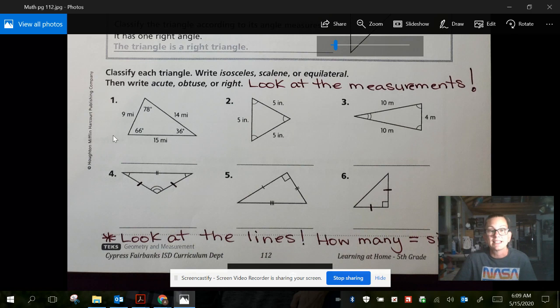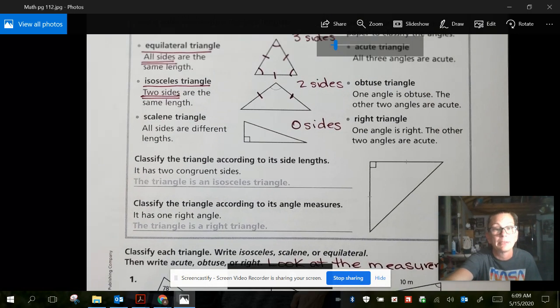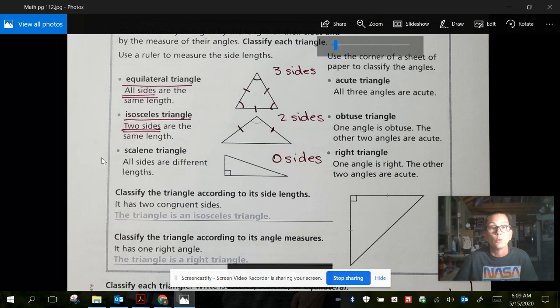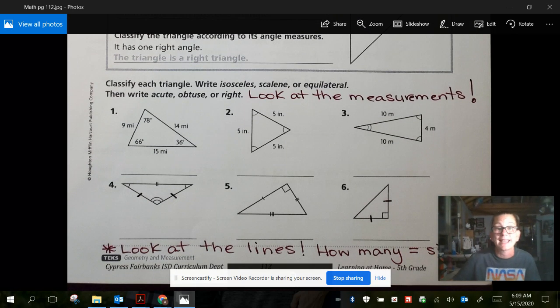If you look at this, it's giving you measurements. So let's talk about sides. First, do we have any equal sides? We have 9, 14, and 15. None of those are equal. What kind of triangle? Go back up here. No equal sides. What do we call that? A scalene. So you're going to write scalene.